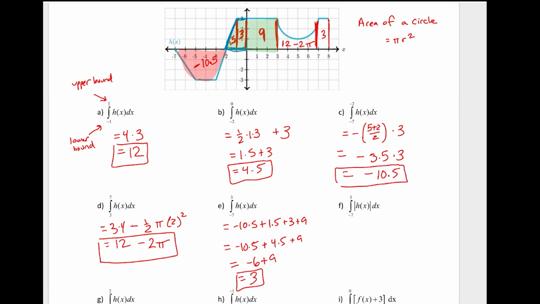So we're going to basically do what we just did, because the boundaries are the same. We're still going from negative 7 to 3. But that negative 10.5 here, we're going to actually treat as positive 10.5. So all the areas should be positive. So 10.5 plus 1.5 would be 12, plus 3 plus 9 would be 12, and 12 and 12 is 24.